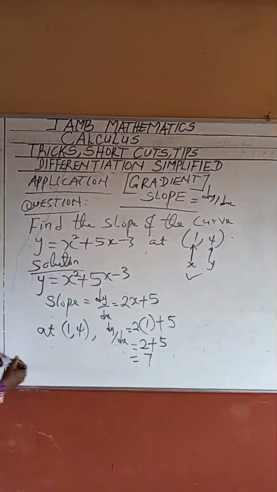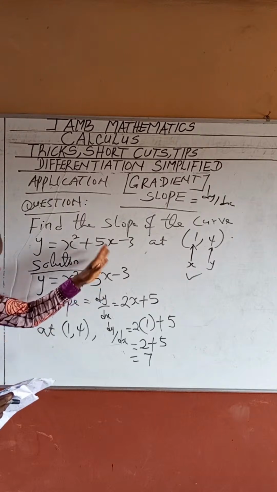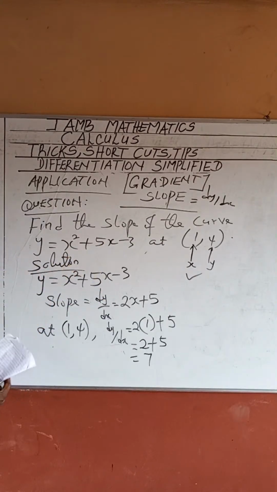And that gives 7. This is the answer to the question. This is how you are going to find it. There are different patterns, but normally this is the basic way it will appear. So please don't get confused when you see something like this. It's very, very easy. So that is how a question may come sometimes.